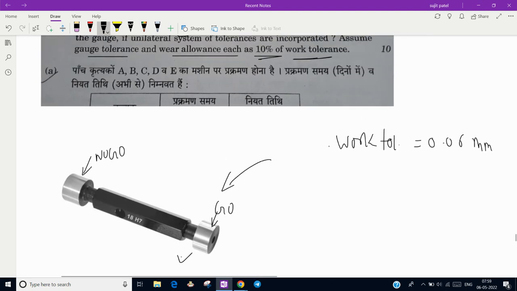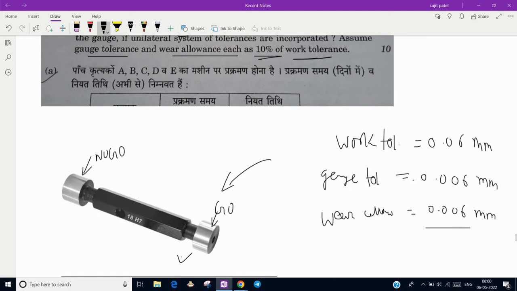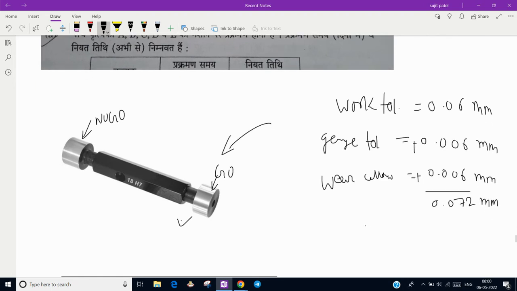Now what is the gauge tolerance? Gauge tolerance is 10% of the work tolerance, that means 0.006 mm. And what is the wear allowance? The wear allowance is also 10% of the work tolerance, that is 0.006 mm. So what we have to do is sum all three. So you will get 0.072 mm, and the basic size is 30 mm.